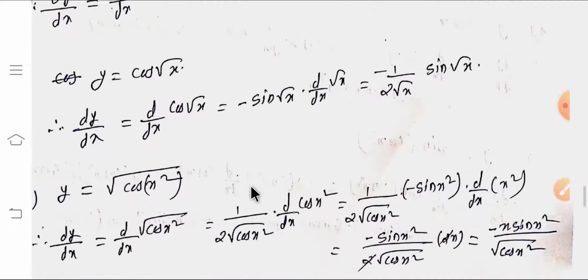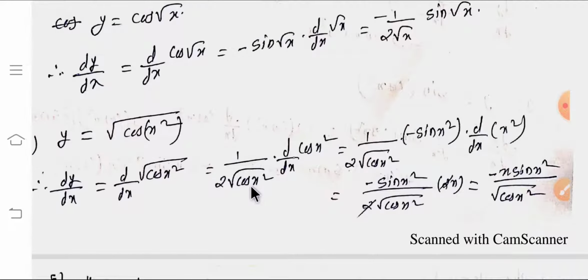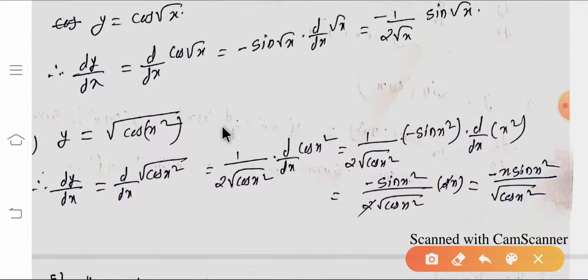Next example, if y is equal to root of cos x square, here this is a function of a function of a function. First we differentiate this, consider this cos x square as x. We know that differentiating with respect to x, we have dy by dx equal to derivative of root of cos x square. The derivative of root x is 1 by 2 root x, we know that. So therefore 1 by 2 root cos x square, and again the derivative of cos x square.